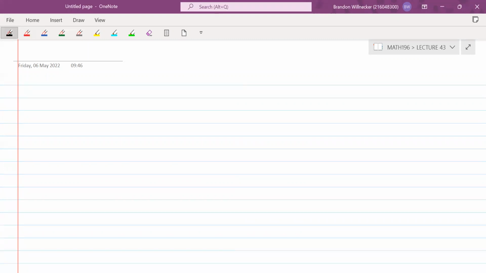Okay, example 2. So here we're trying to find the integral from 0 to pi over 2 of sec x dx. Now we need to check if there's any asymptotes here. So remember that sec x is 1 over cos.